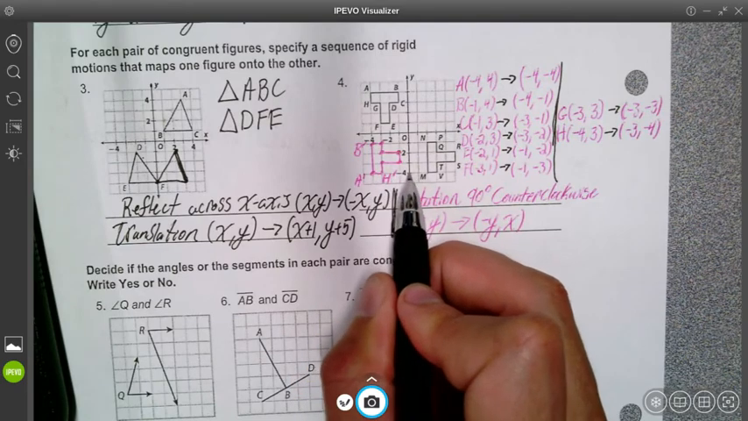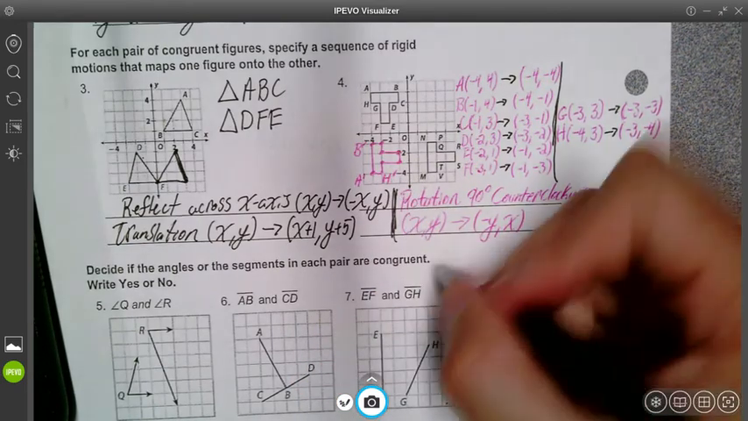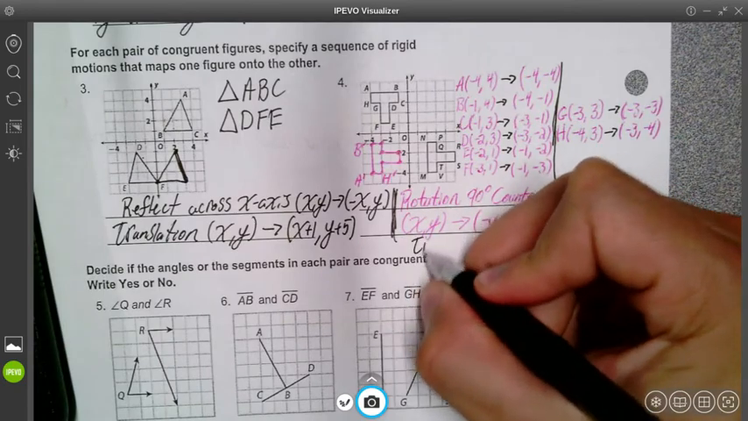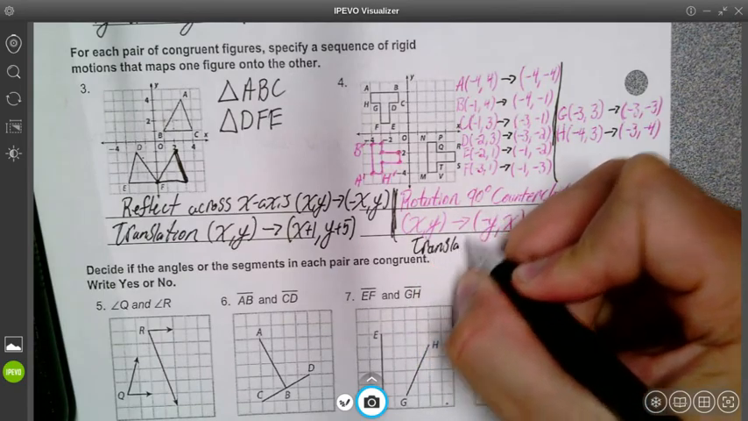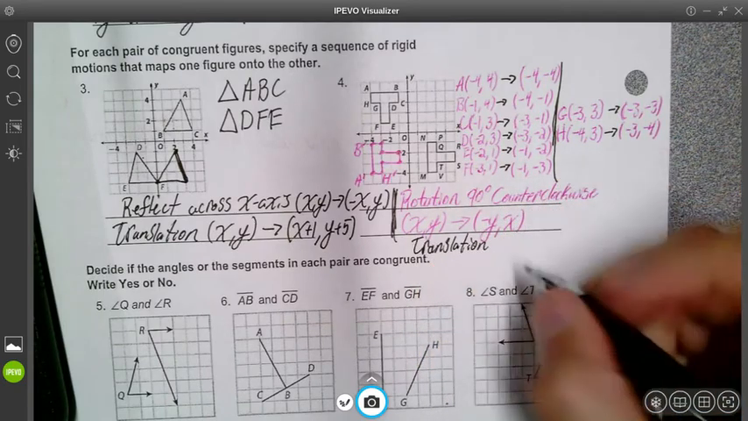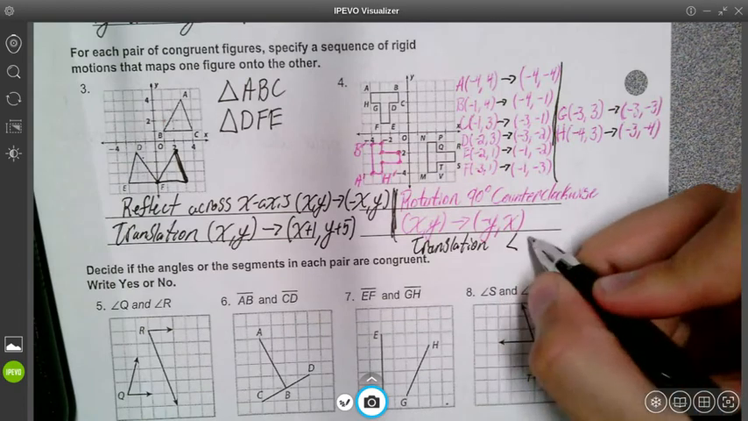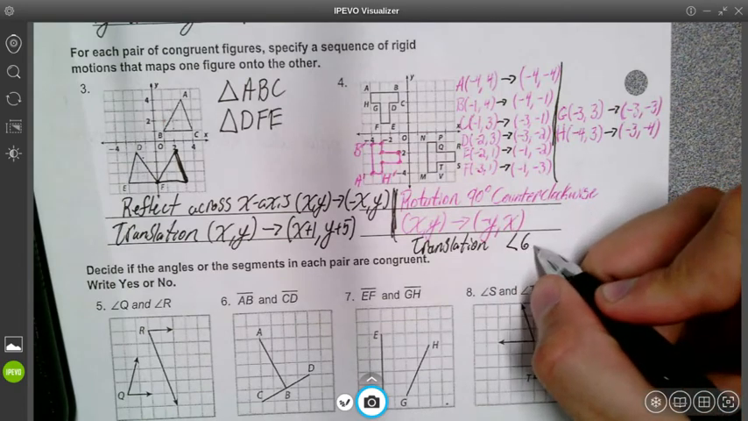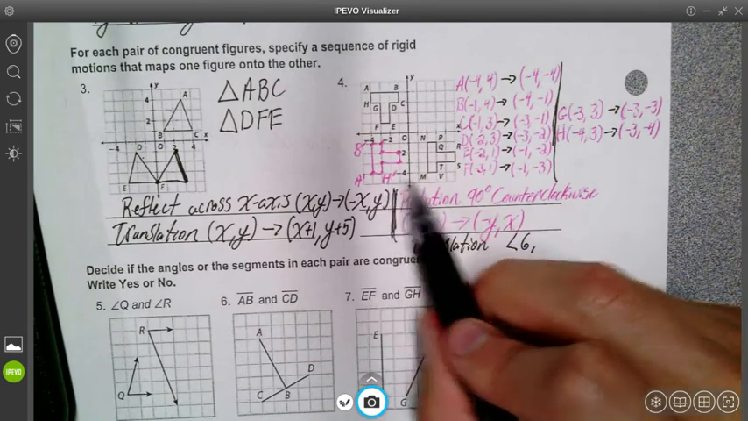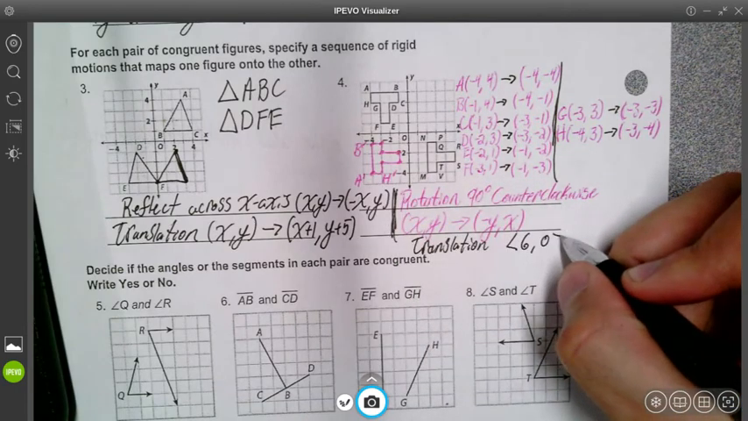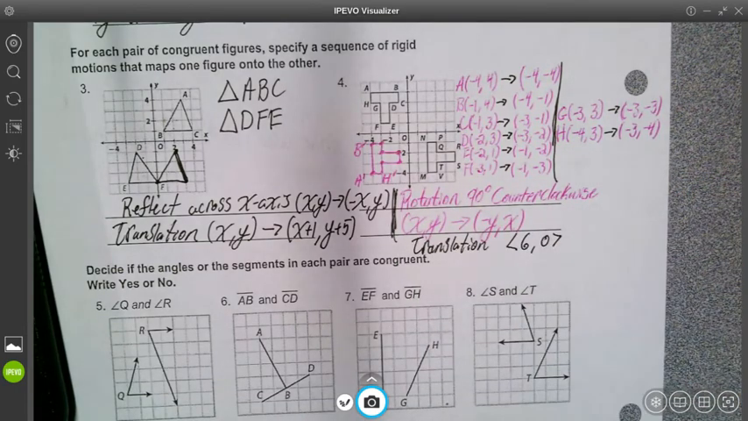1, 2, 3, 4, 5, 6. So my second transformation is a translation along the vector 6, and it doesn't look like I have to go up any, so 6, 0. It'll just move to the right.